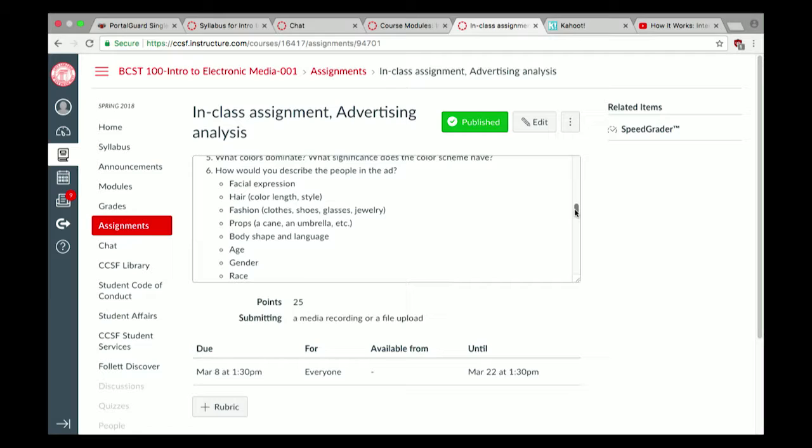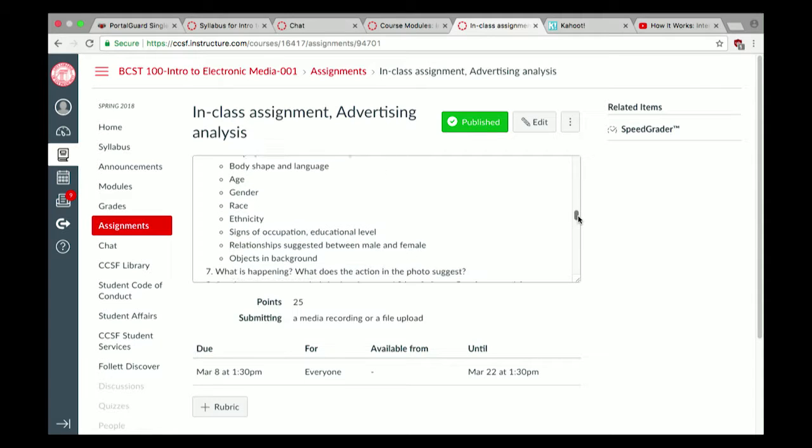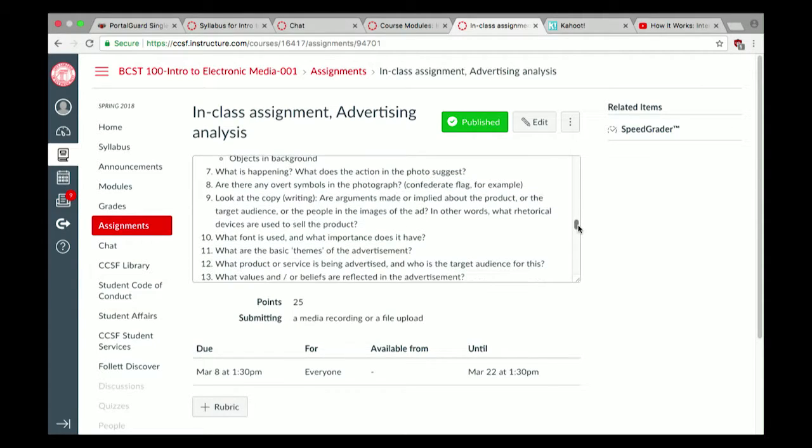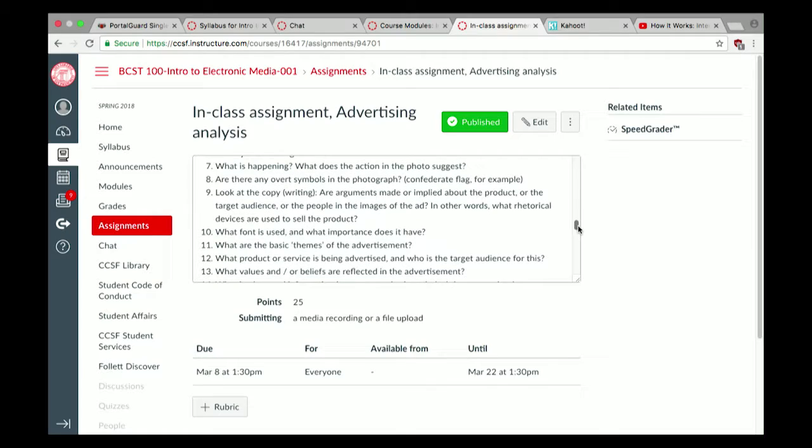So pay attention to who's in the ad, and even things like hair, fashion, props. They're maybe not selling these things to you, but they're kind of selling you an identity. So that's cool. And then, what's the action that's going on? Are there any symbols in there? Is there a big American flag because it's President's Day, or something like that?